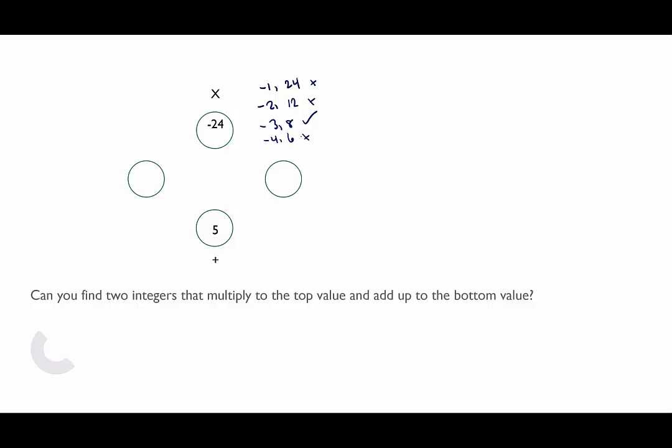So that won't do. And again, we're going to put the smaller integer in the left circle. So the smaller integer is that negative, the negative 3. And we'll put our 8 in the bigger one. Now we can see negative 3 times 8 is negative 24. Negative 3 plus 8 is positive 5.